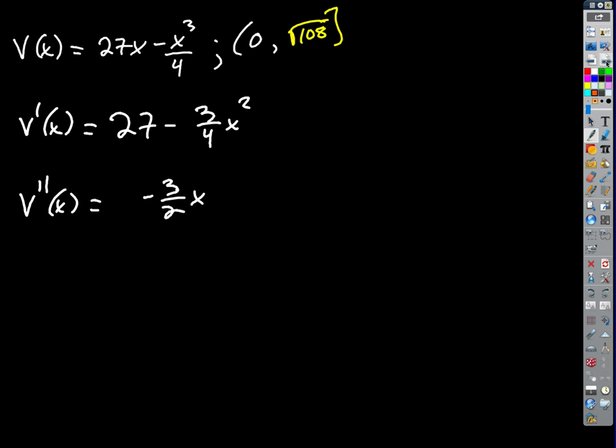Okay, so then all we got to do now is find the critical numbers. So V prime equals 0 when 3/4 x squared equals 27, right?